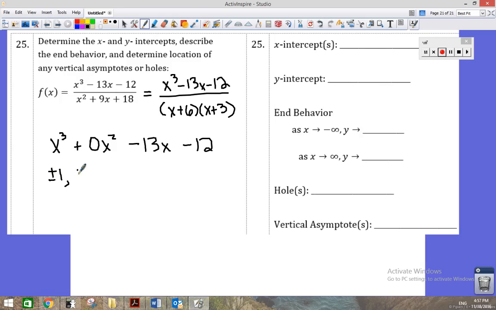And I'm going to look at factors of 12 for my possible numerator. So I've got 1, 2, 3, 4, 6, and 12. Now fortunately I'm pretty lucky that my leading coefficient, my possible denominator, is just positive or negative 1. So my list of possible rational zeros, rational solutions to this equation, might be in this list. So I'm going to do synthetic division and see if we can find it.